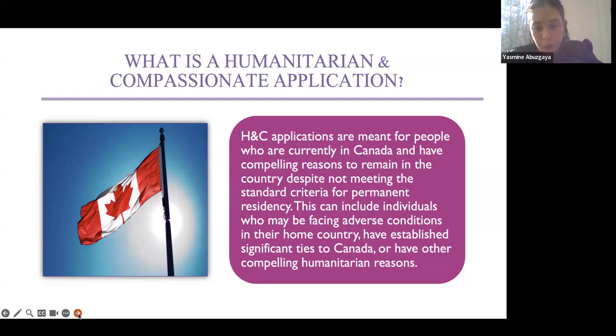Before we really get into it, it's also important to know that even if an H and C application is in process with IRCC, it does not automatically stay or stop a removal from Canada. If CBSA, the Canada Border Services Agency, is actively trying to remove an applicant or a foreign national from Canada, having this application in the system with IRCC won't stop or delay a removal, but it can be part of an argument as to why a stay or a pause from that removal should be granted.